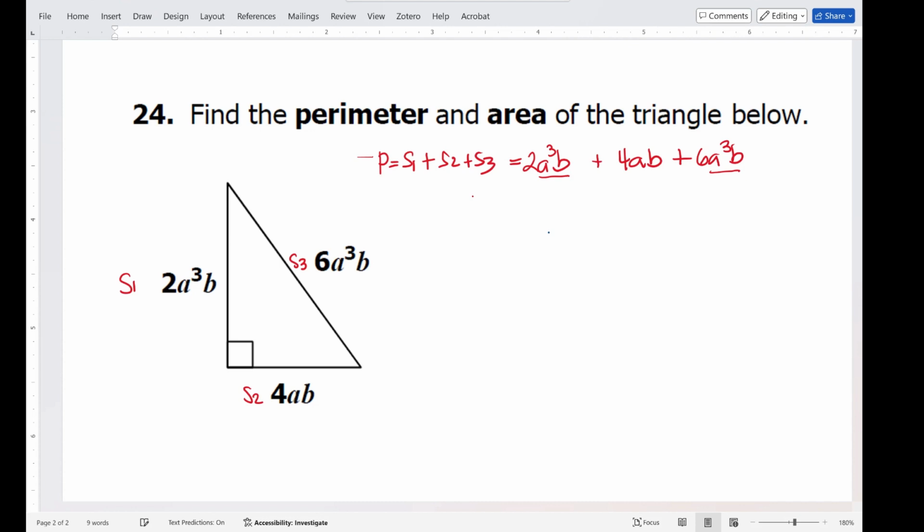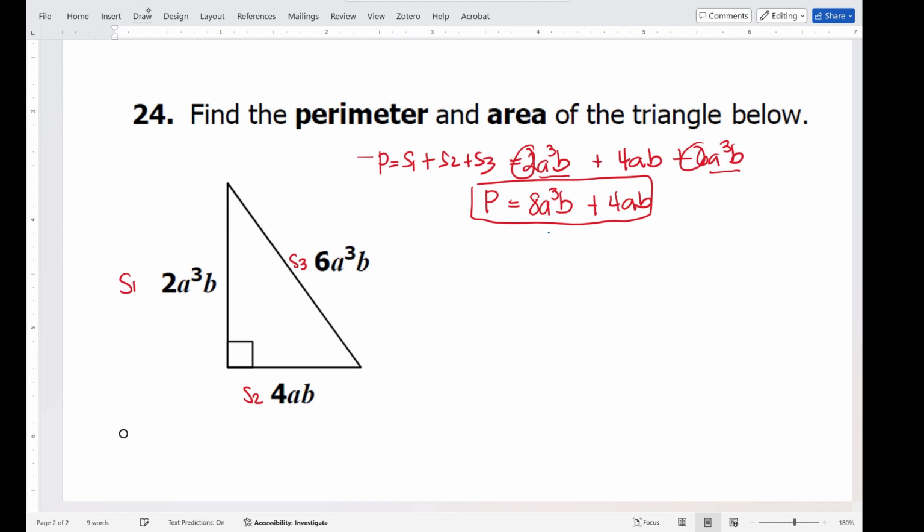So I'm going to add the coefficients. So it's going to be 2 plus 6. It's going to be 8a cubed b. And then the next term here will be just 4ab. So the perimeter of this shape or triangle is 8a cubed b plus 4ab.